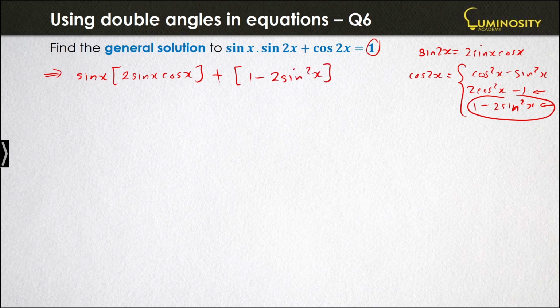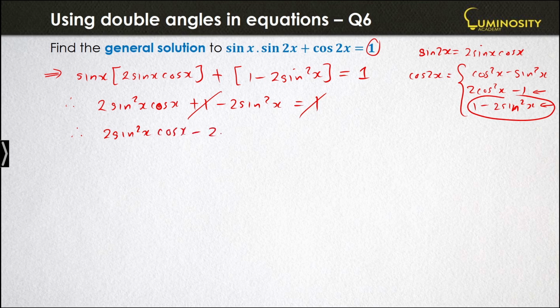So the variation of the double angles you choose is very important in the simplification of your trig problems. Okay, so now this becomes 2 sine squared x cos x, once I multiplied all the terms together, plus 1 minus 2 sine squared x equals 1. So I can subtract 1 on both sides. So I'm left with 2 sine squared x cos x minus 2 sine squared x equals 0, which is always great when you're solving trigonometric equations.